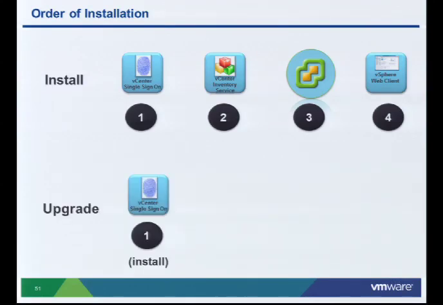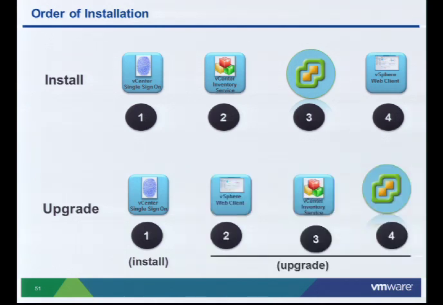So if you're upgrading, then as part of the upgrade, first single sign-on would be installed, and then the other pieces would be upgraded. So that's the install and upgrade. And you can upgrade directly from 4.0, 4.1, or 5.0 with this process as well. Okay. All right. That's good.